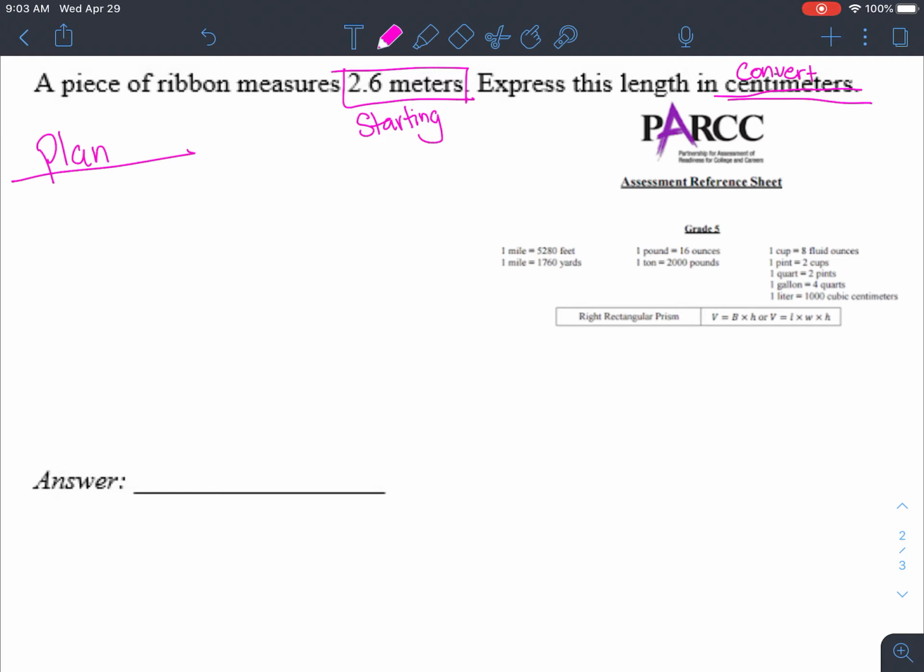Make sure that you have a notebook and pencil in front of you. If you do not have those materials, you're going to go ahead and pause this video so that you can get those now.